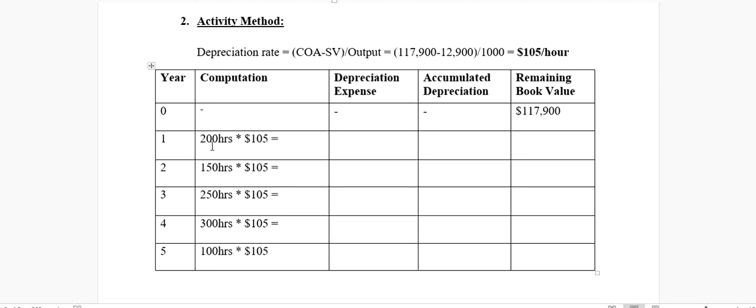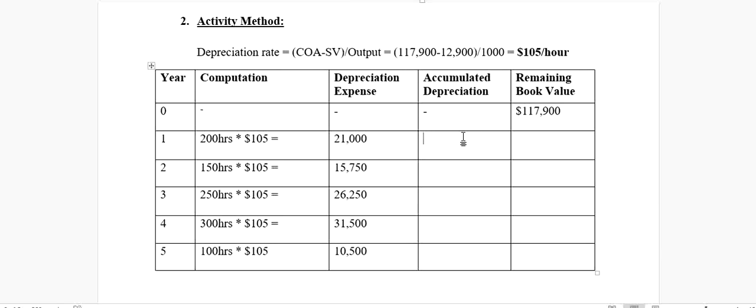so it will be depreciated more as well. If I multiply 200 quantity with the rate of $105, we get a depreciation of $21,000 in the first year. If I multiply 150 with 105, we get a depreciation of $15,750 in the second year. Then 250 hours multiplied by $105, we get a depreciation of $26,250 for the third year. 300 multiplied by 105 gives us $31,500, which represents the annual depreciation. And for the last year, our depreciation is $10,500.